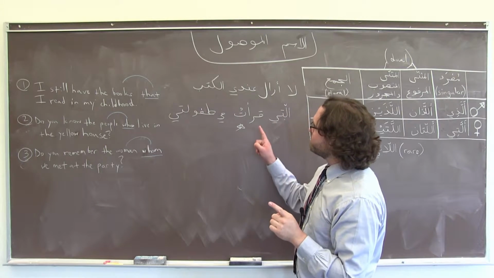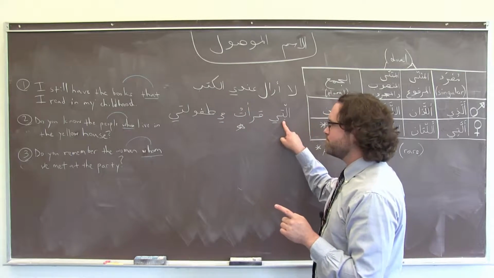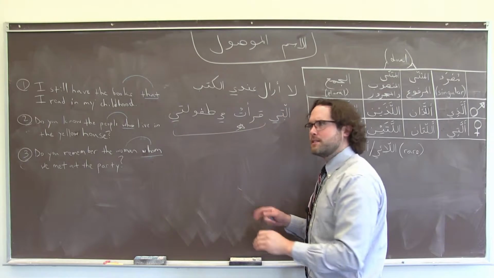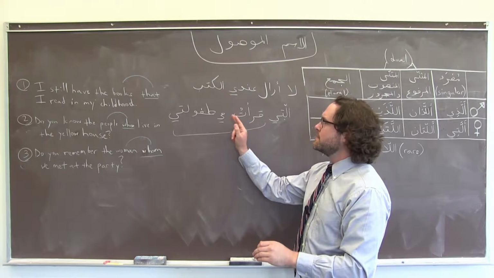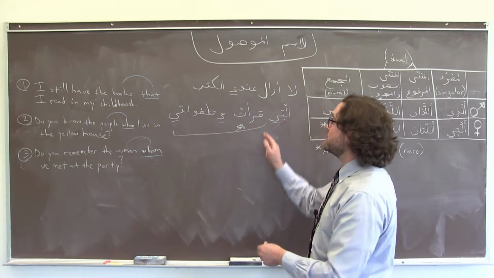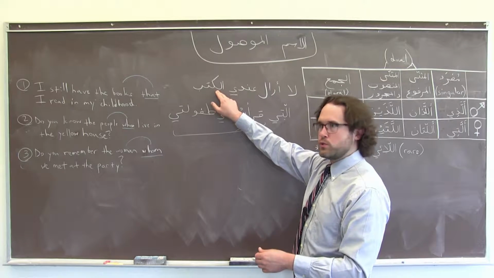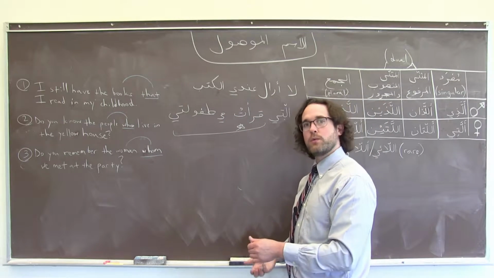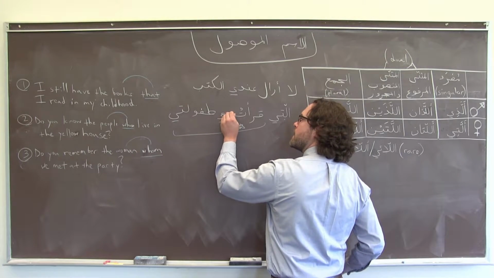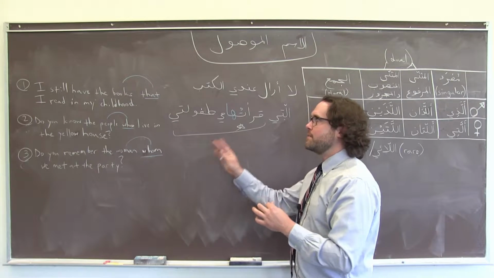But I need to refer to al-kutub somewhere in this second sentence. You'll notice that it isn't really a complete idea. I read in my childhood. What did I read? I need to refer somehow to al-kutub. So literally in Arabic, the workaround would be al-kutub alati qara'tuha. The books that I read them in my childhood.